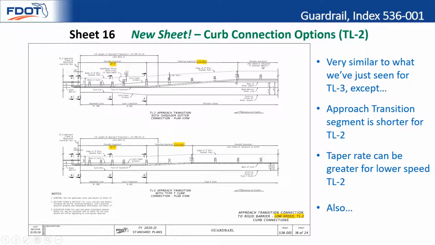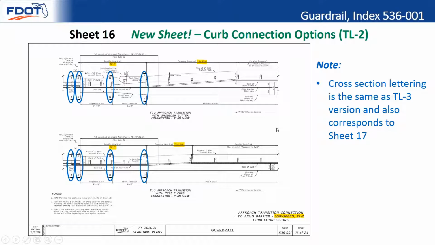And then just like the other example, when you get over here on the right side, these are your typical guardrail sections, so it's the same. And then last, same as TL3, these are identical cross sections for simplicity, and these also correspond to sheet 17. One thing I'll mention, since we're looking at both of them on the same sheet, basically sections A through D are all identical for approach transitions. Sections E, F, and G are all now going to change on sheet 17 depending on what your curb option is, and we'll show you that now.